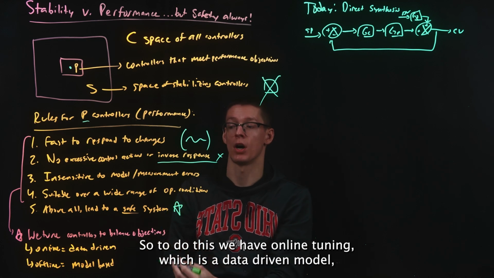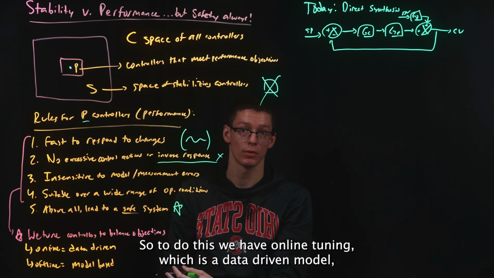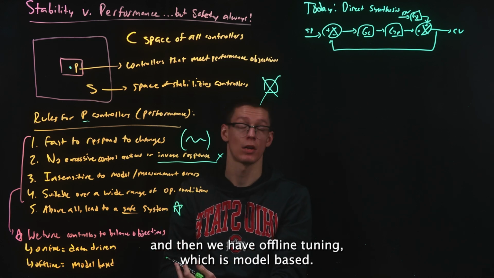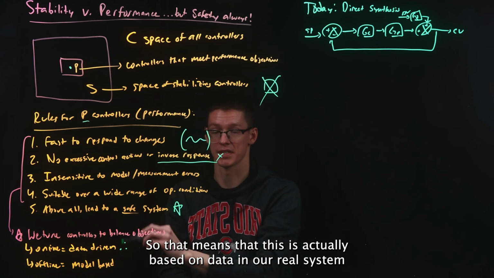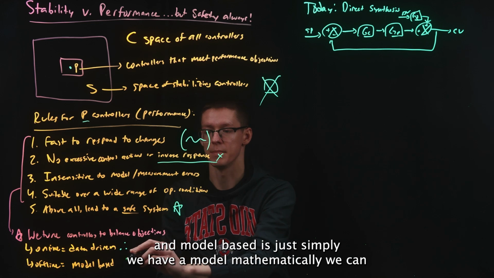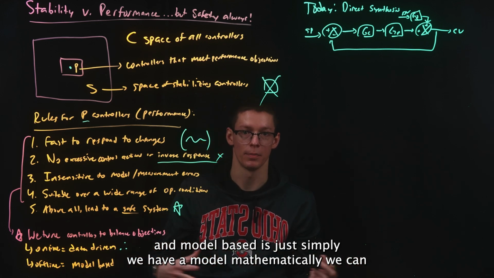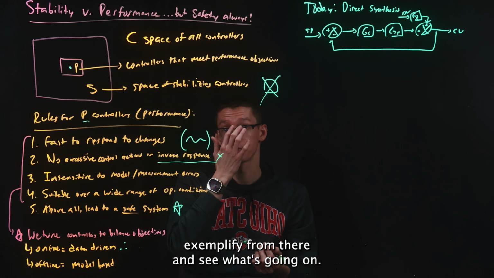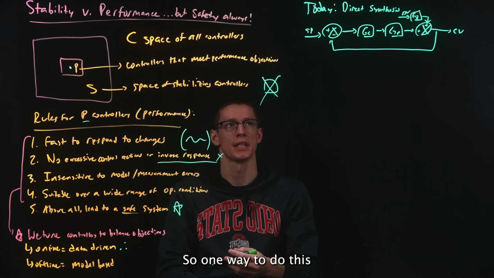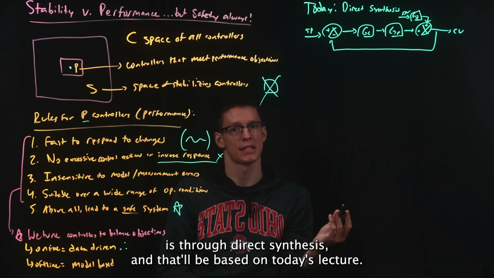To do this, we have online tuning, which is a data-driven approach, and offline tuning, which is model-based. Data-driven means it's based on data from our real system that we're collecting and measuring. Model-based is simply that we have a mathematical model, we can exemplify from there and see what's going on. One way to do this is through direct synthesis, and that'll be based on today's lecture.